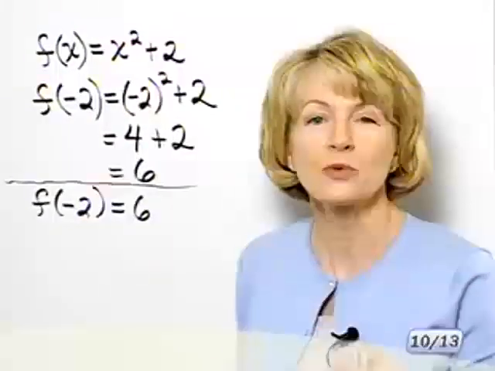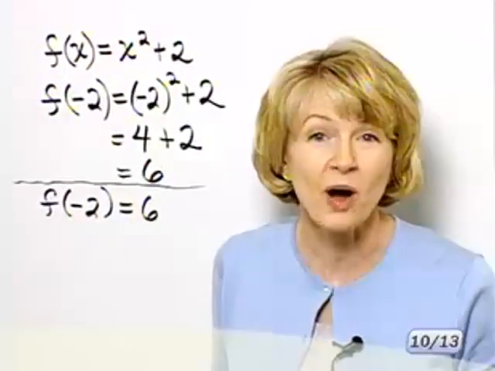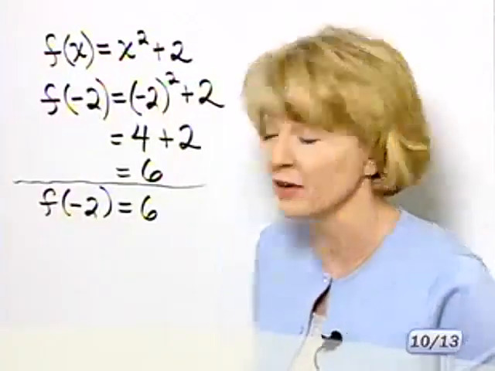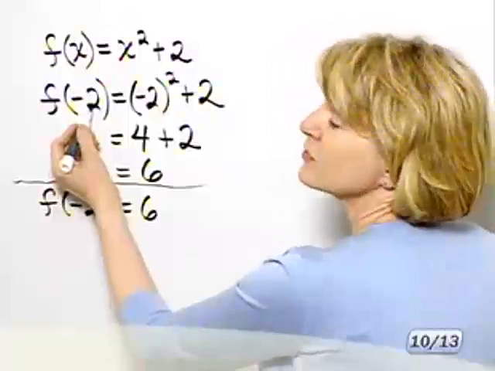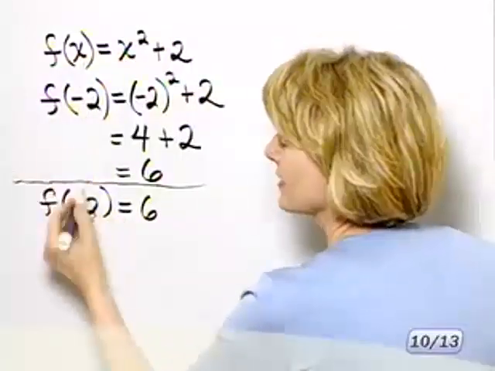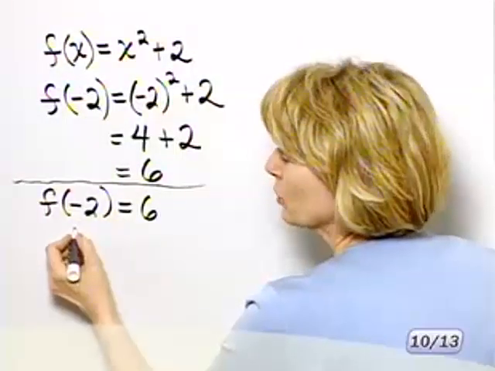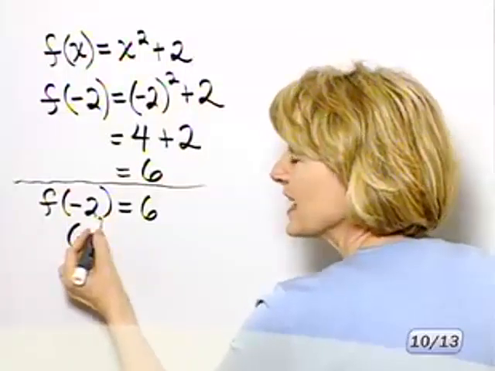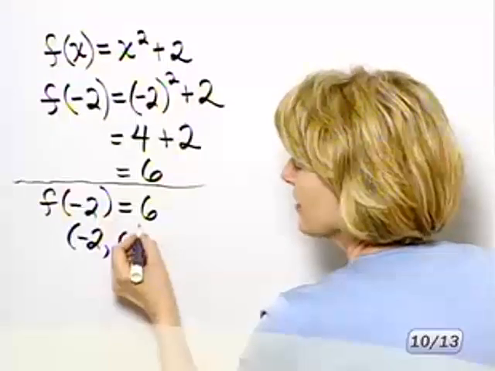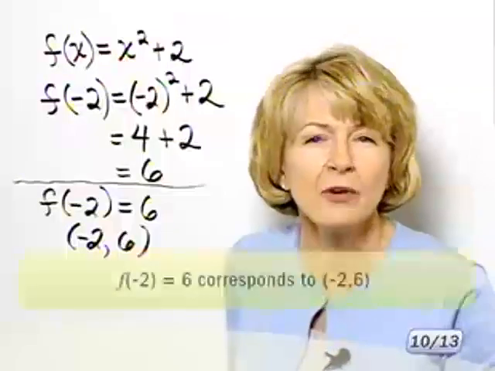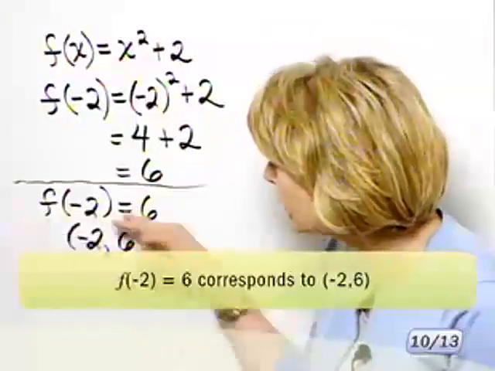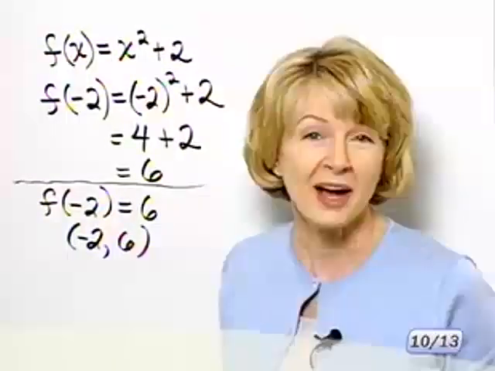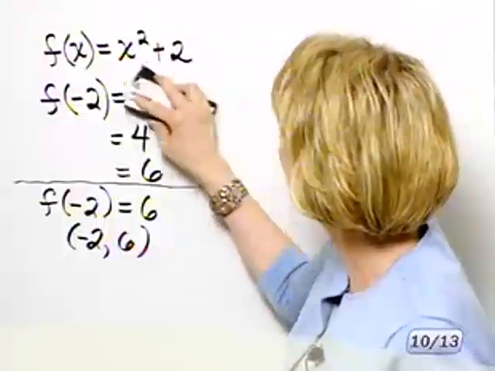So looking at this, what is the x value and what is the y value? How can I write this in a corresponding ordered pair? Well, remember, this -2 replaced x, so as a corresponding ordered pair, x is -2, and f of -2, which is 6, that's the y value. Very important for you to be able to write from function notation to ordered pair notation, but let's practice this again.